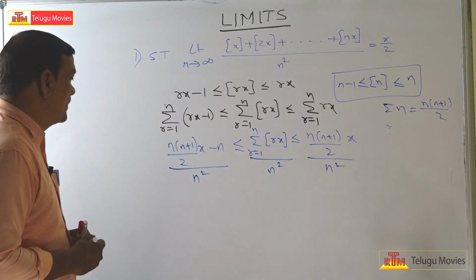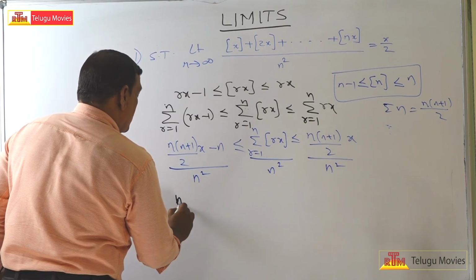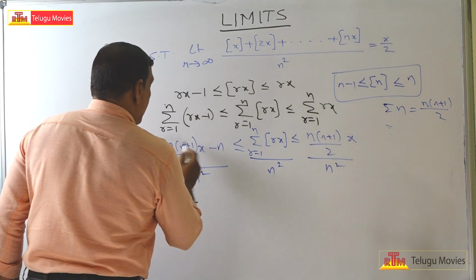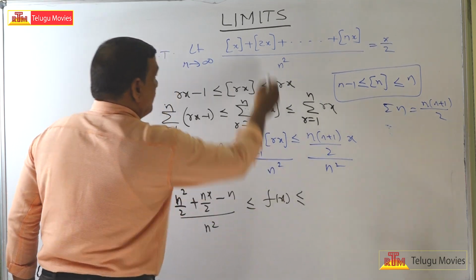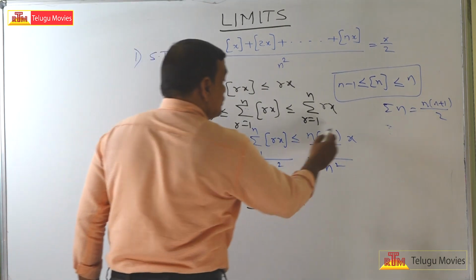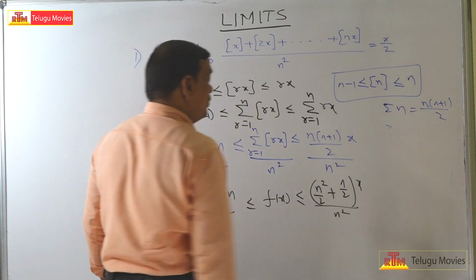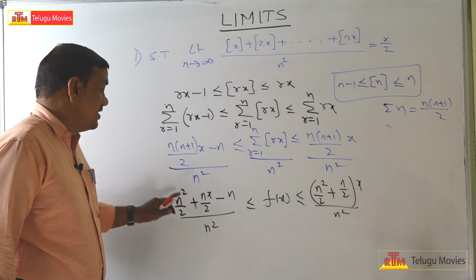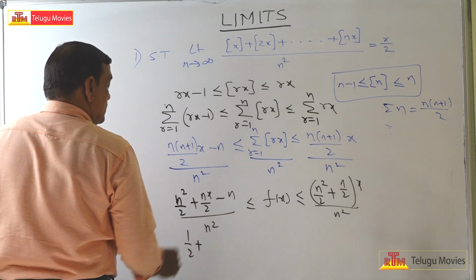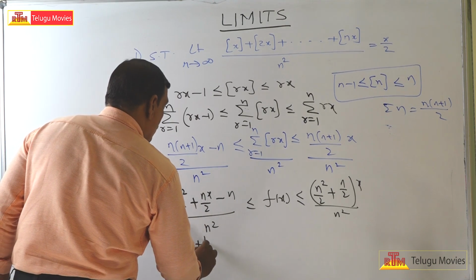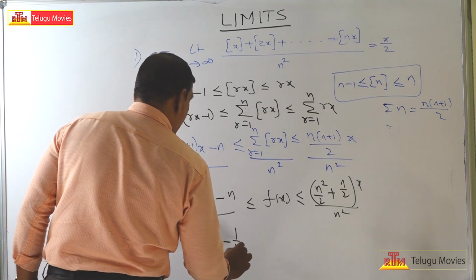Now let us see what happens. If you simplify, the left side is n square by 2 plus n by 2, into x, minus n, all divided by n square. In the middle is your required function, f of x. On the right side, n square by 2 plus n by 2 into x, divided by n square. Now n square will get cancelled, and 1 by 2 will come. So this is equal to 1 by 2 plus, in the numerator, nx by 2 minus n, divided by n square, that is 1 by n.